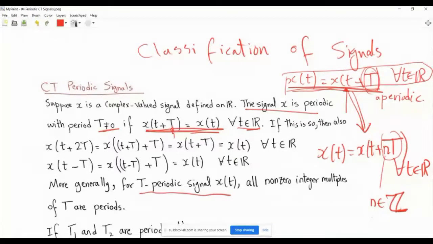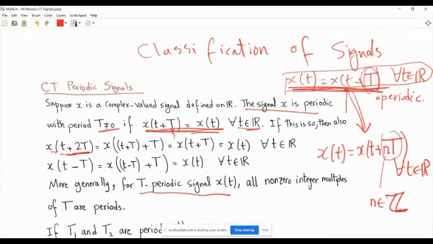If it's true for some big T, again, if you replace this big T by minus big T, or by 2 times big T or 17 times big T, any integer multiple will actually satisfy this equation for you. So let's, for example, take this. What if you have x of t plus 2 big T? Well, x of t plus 2 big T, you can think of it as x of t plus big T plus big T.